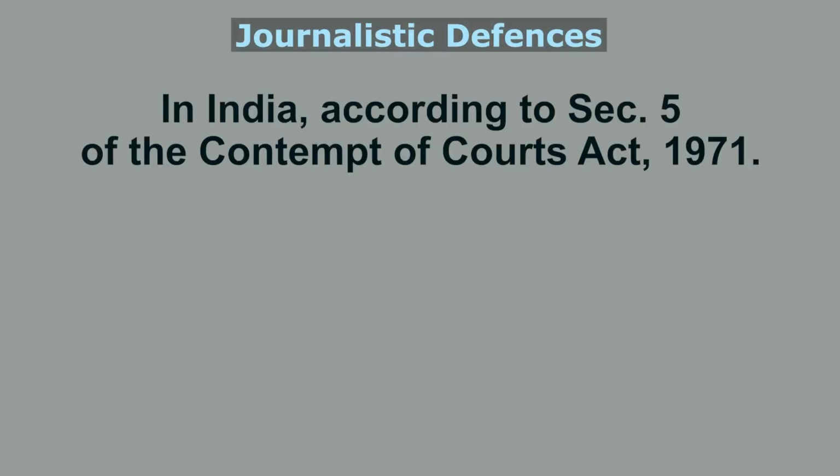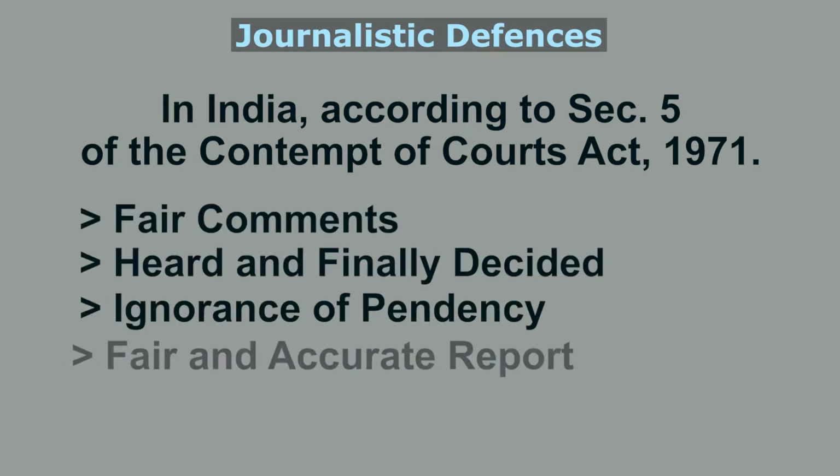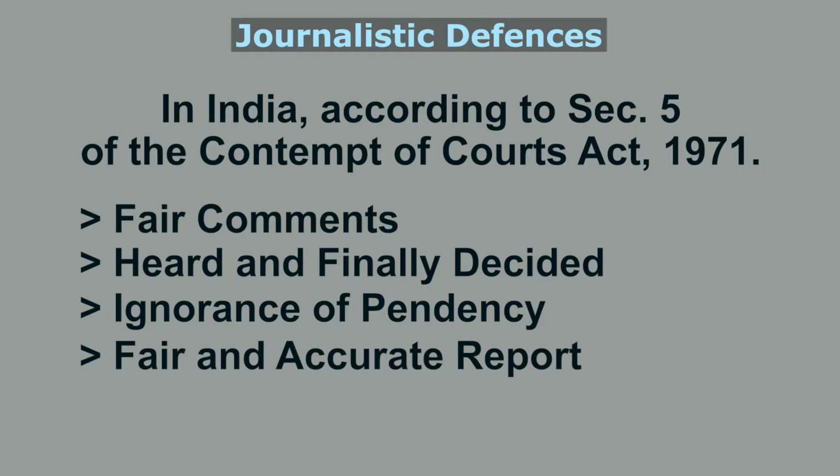So, in case of legal reporting, there are some journalistic defenses also in India according to Section 5 of the Contempt of Courts Act 1971, which is in relation to fair comment, ignorance of pendency, and fair and accurate report. So, if it is a fair and accurate report of the proceedings of the court, then nobody is going to file a case of contempt of court against the reporter or journalist. And if it's done in a way in which it will help the people and everything has been properly reported, then it is okay, and it will not amount to any kind of contempt.